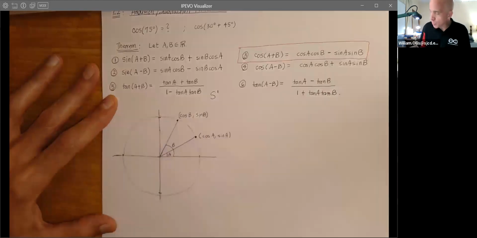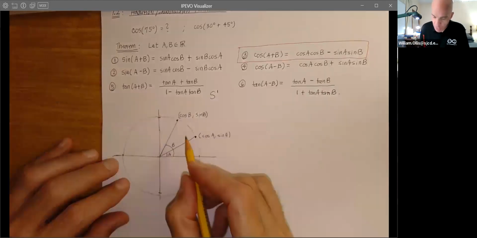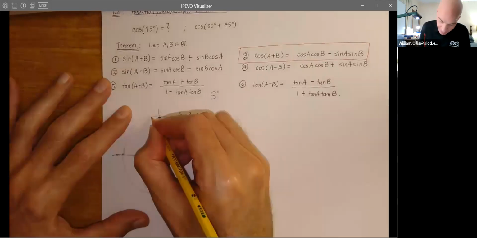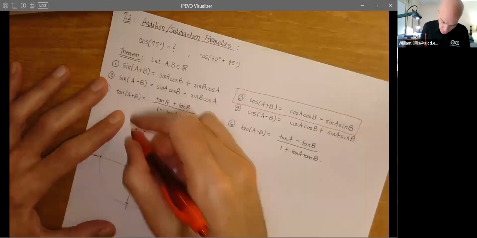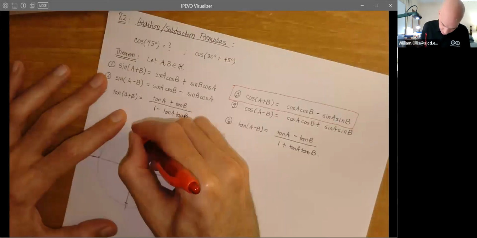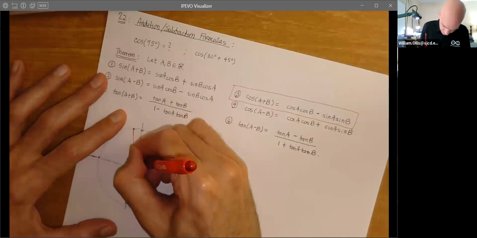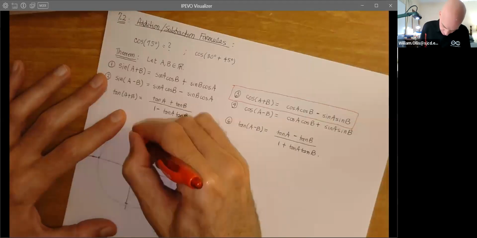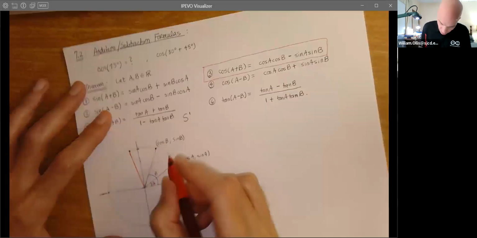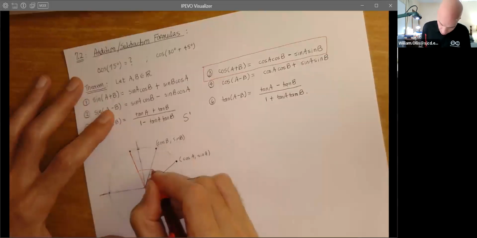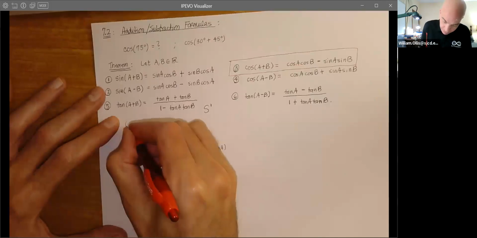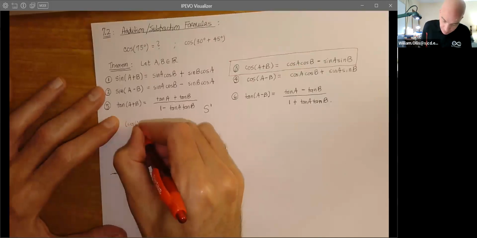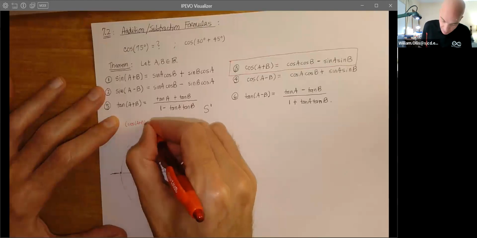And now what I want to do is just basically do a visual. We've got B here, and we're going to add A, and I'll push this a little bit over here. So again, just a visual. So here we'll have A plus B. So we'll have cosine A plus B, sine A plus B.